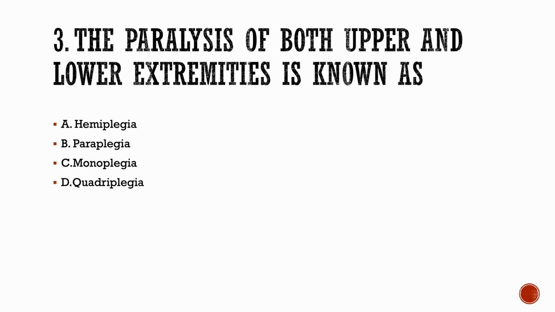Third question, the paralysis of both upper and lower extremities is known as option A, hemiplegia. Option B, paraplegia. Option C, monoplegia. Option D, quadriplegia. The answer is D, quadriplegia.